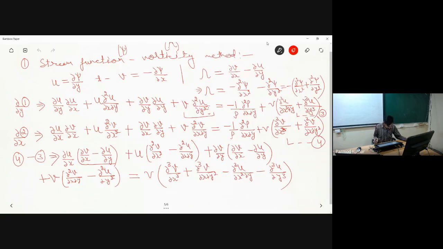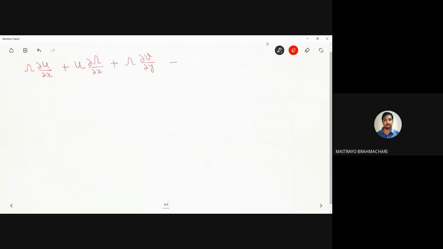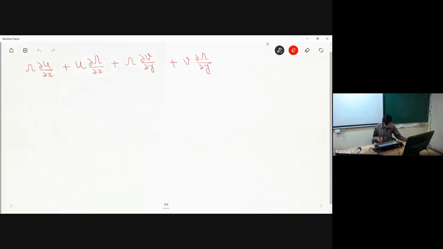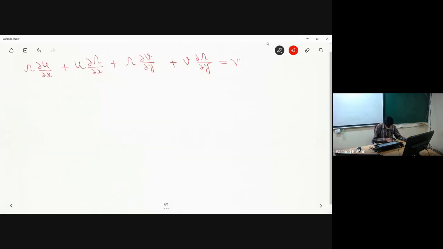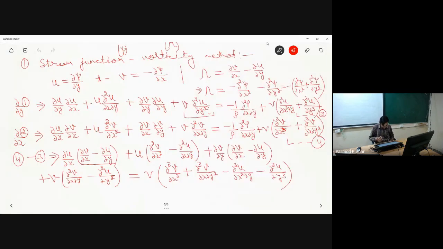Then what about the next term? Plus v times del omega by del y. Okay. Then in the right hand side, what will I be getting? Now you see over here, if you first relate this del cube v by del x cube and del cube u by del x square del y, what will you be finding? You take del by del x common from these two terms, and inside you will be finding vorticity.